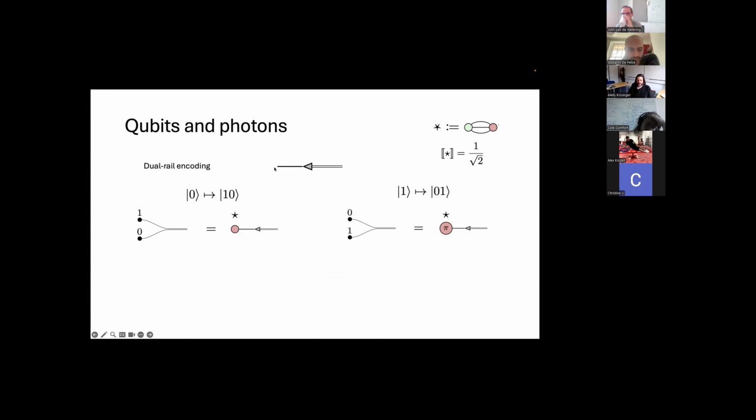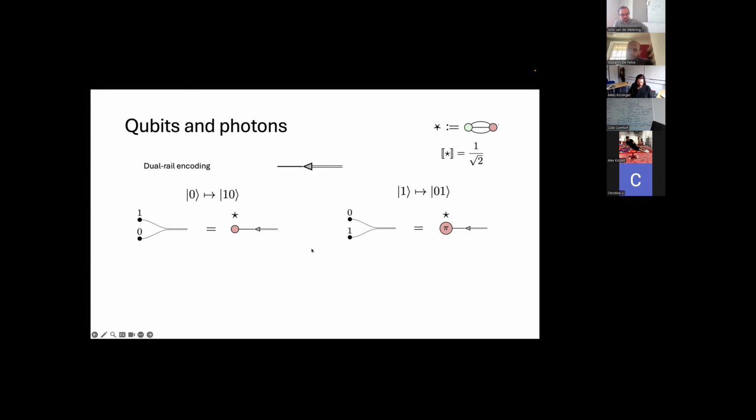So graphically, we can represent this using this generator, this gray triangle, which is a linear map that goes from one qubit to two optical modes. They're very close, but it's convenient to have these two waveguides that represent the photon as the qubit put together. And this linear map is simply mapping the ket 0 state to the state 1, 0 and the ket 1 state to the state 0, 1.